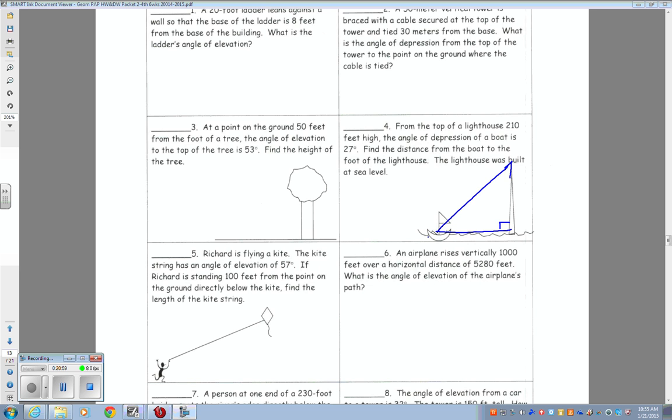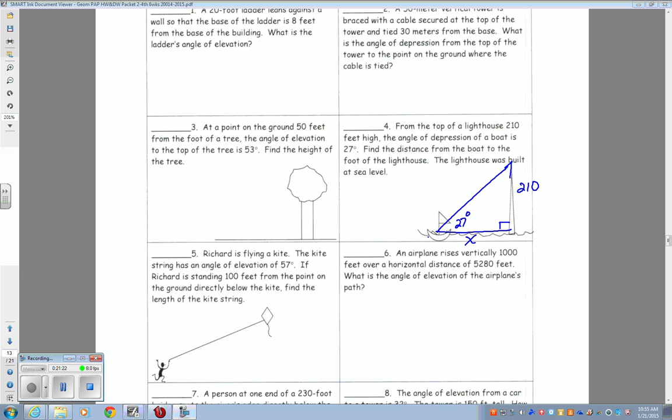The angle is always with the horizontal. So this would be the 27 degrees. I know it says angle of depression, but we should know that the angle of depression is also equal to the angle of elevation. It's always with the horizontal. We know that the lighthouse is 210. We're trying to find the distance the boat is from the lighthouse. That's the horizontal.